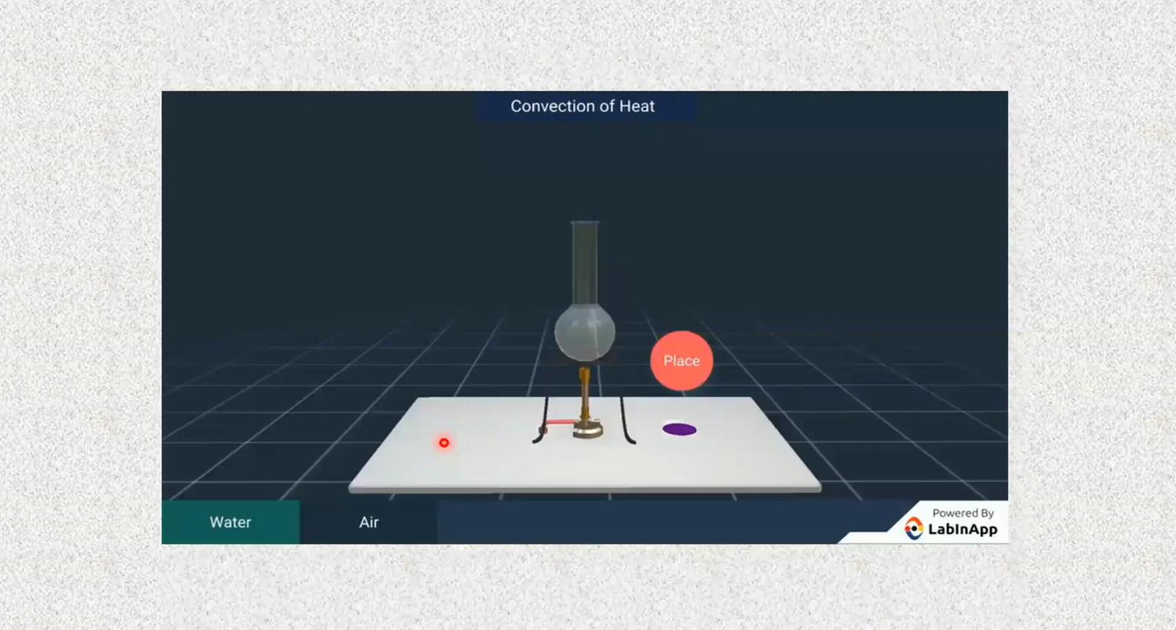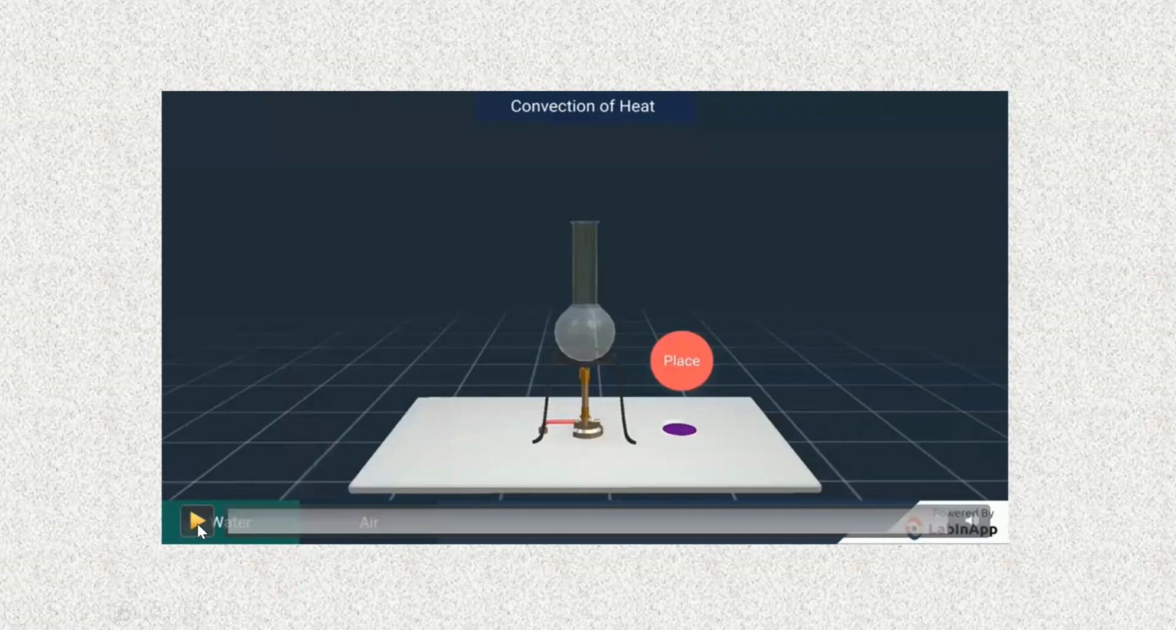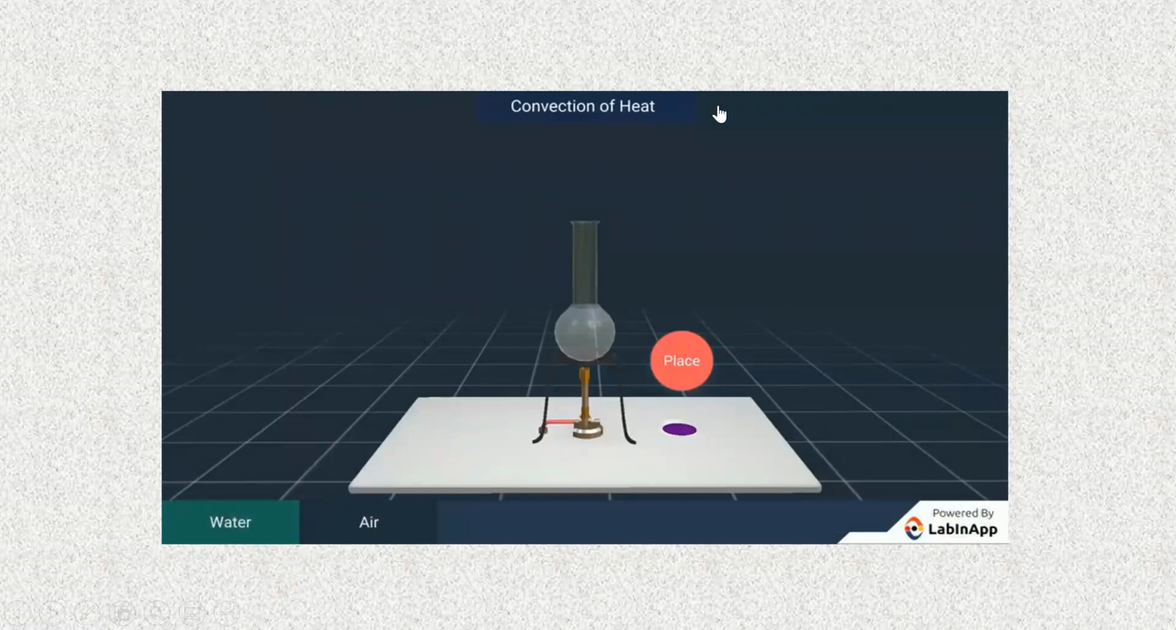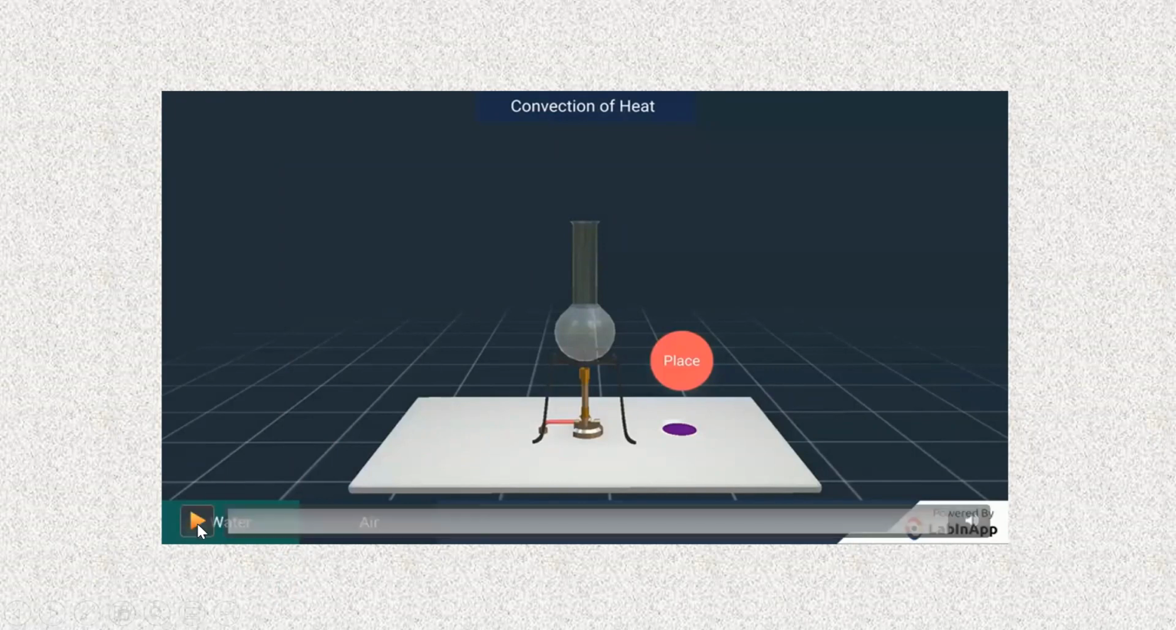Now, this is a video that will help you get more idea about convection. You have to watch this, and after that, I will continue.